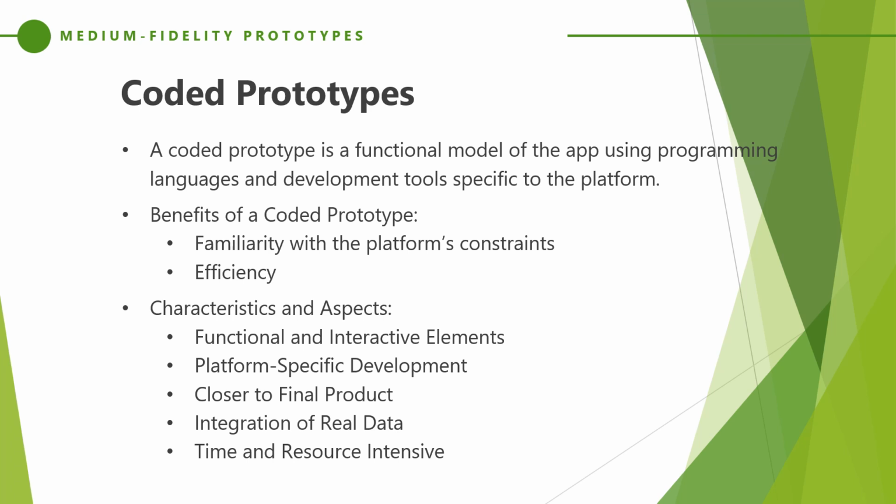So I just want to go over really quickly some of the characteristics and aspects of this last prototype that we're going to discuss, which is the coded prototype. The first is its functional and interactive elements. It involves writing code to create the actual functionality and the interaction that the user is going to experience with the app. So they'll be able to perform tasks, navigate through screens, and interact with the prototype just like they would the final product.